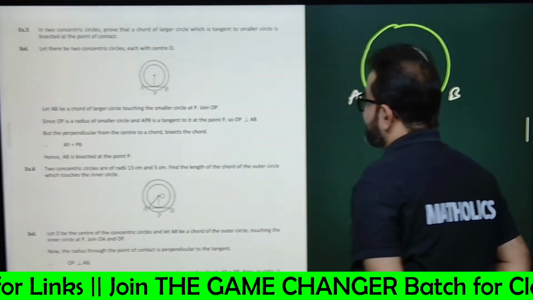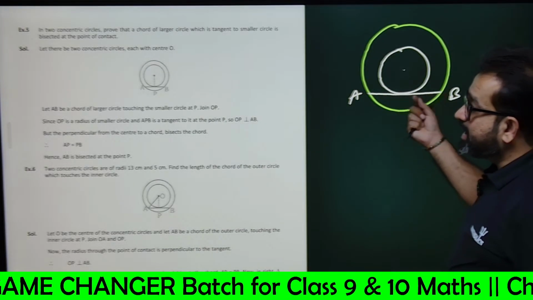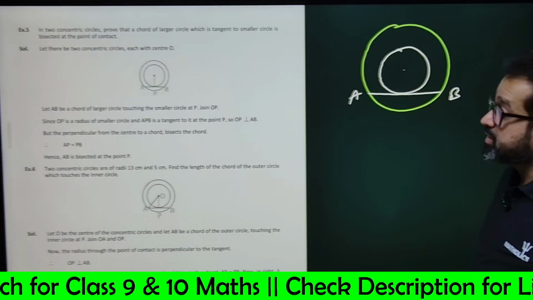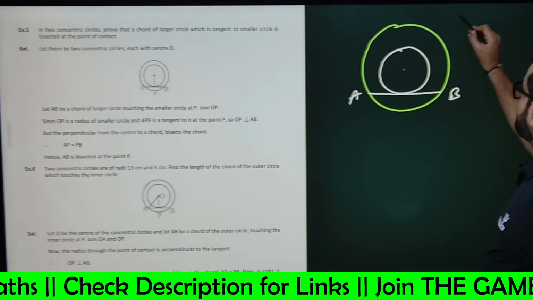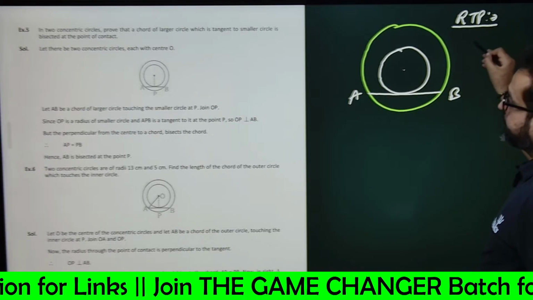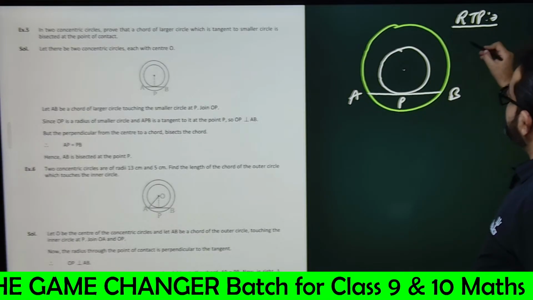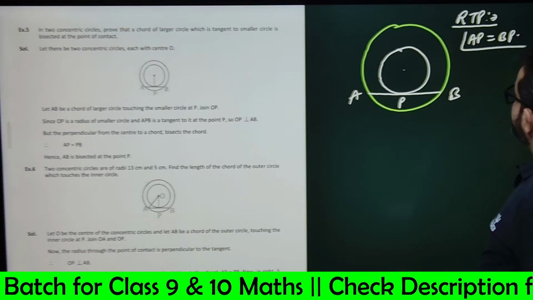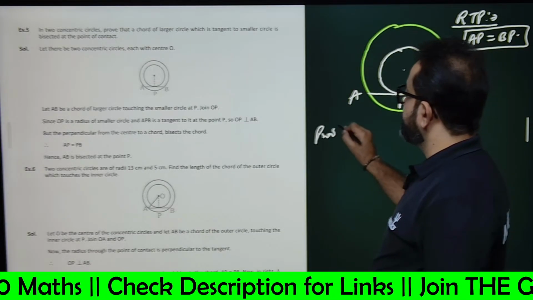We have to prove that this chord, which is in the larger circle, and which is a tangent to the smaller circle, is bisected at the point of contact. Required to prove, you have to write like this. What you have to prove? That if this point is P, you have to prove AP equals BP. This thing we have to prove. Clear? Now what's the proof? Tell me how to prove.